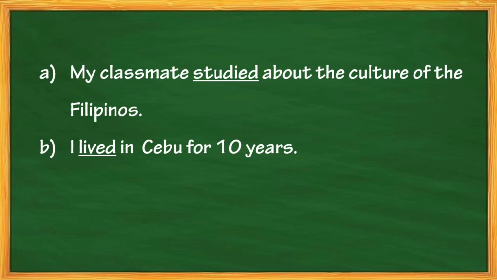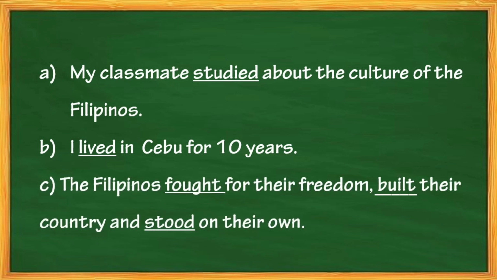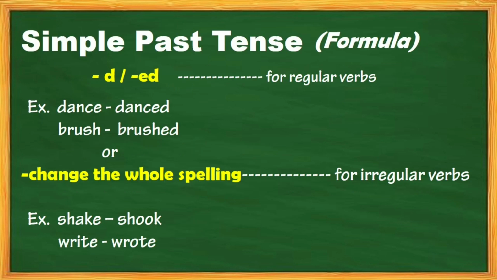For example, the Filipinos fought for their freedom, built their country, and stood on their own. Take note of our verbs: fought from the present tense fight, built from the present tense build, and stood from the present tense stand. Obviously, they are a series because they are actions in the past that are put together in one sentence. Remember the formula for simple past tense. The present verb transforms its spelling by adding D or ED for regular verbs and changing the whole spelling for irregular verbs.